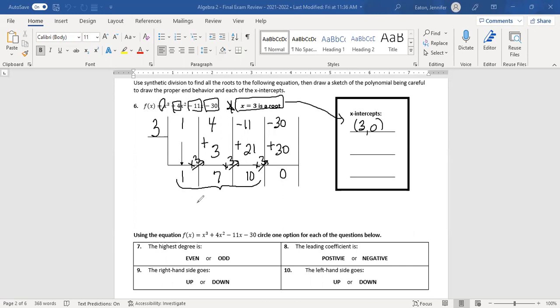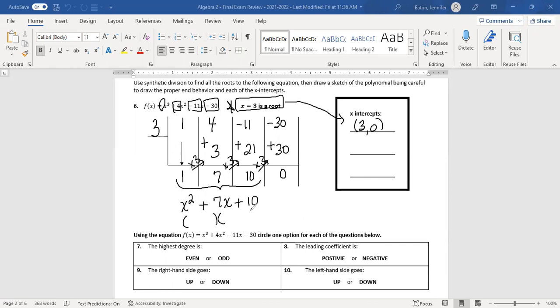We started with an x cubed equation. 1 less than x cubed is x squared. So we have x squared plus 7x plus 10 as our new equation here. And then we go ahead and factor that.